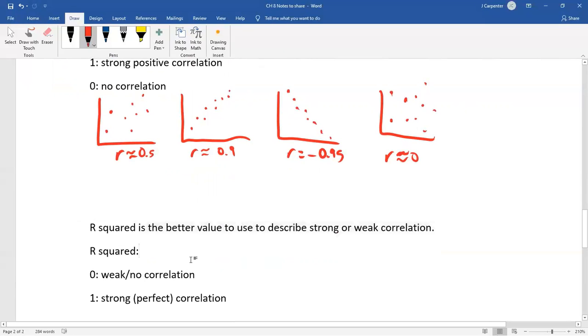So what's the r squared? Again, it's between 0 and 1. So 0 still means there's weak or no correlation, or if it's like 0.1 or 0.2. The closer you are to 1, the more perfect the correlation is, or the stronger the correlation is. If it's 1, it's absolutely perfect.